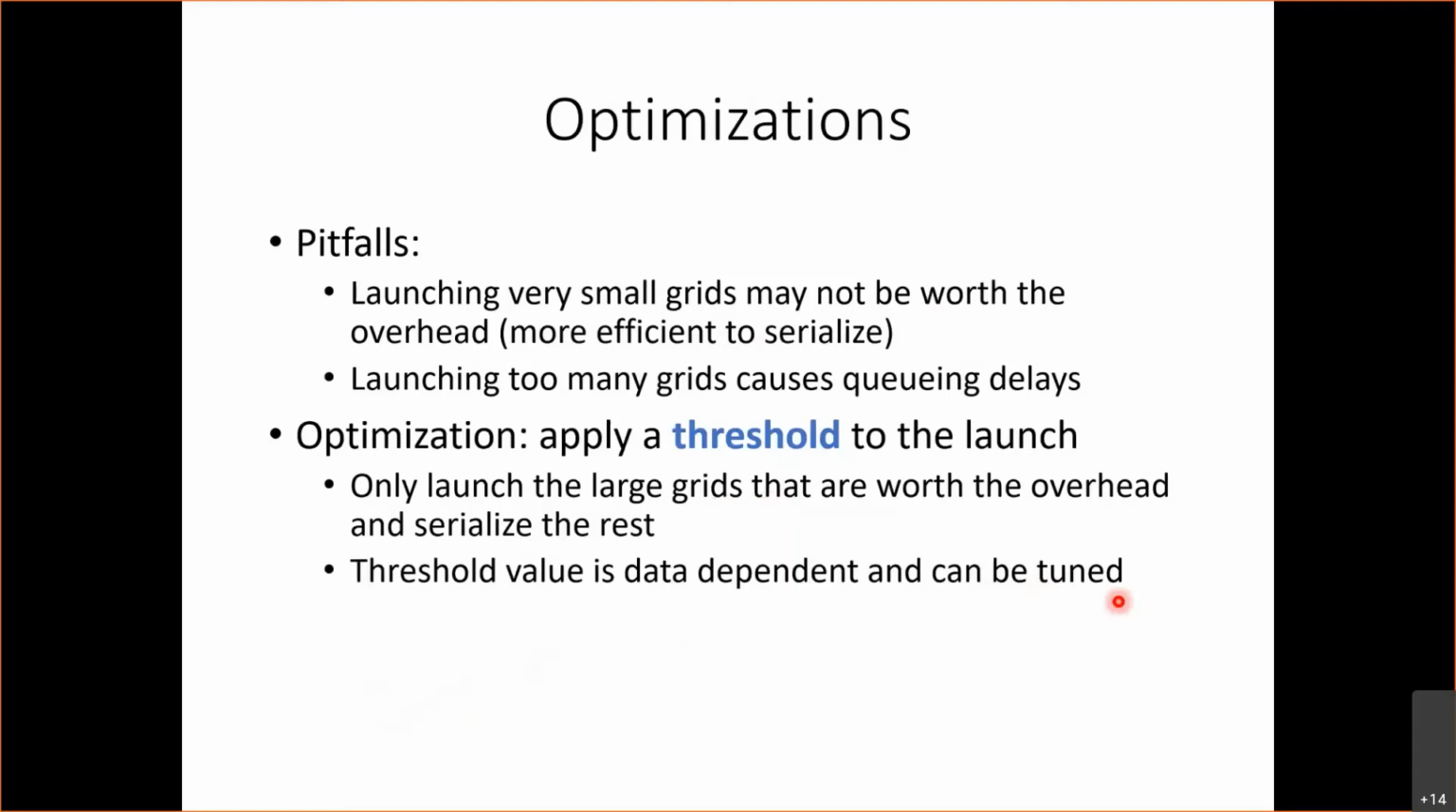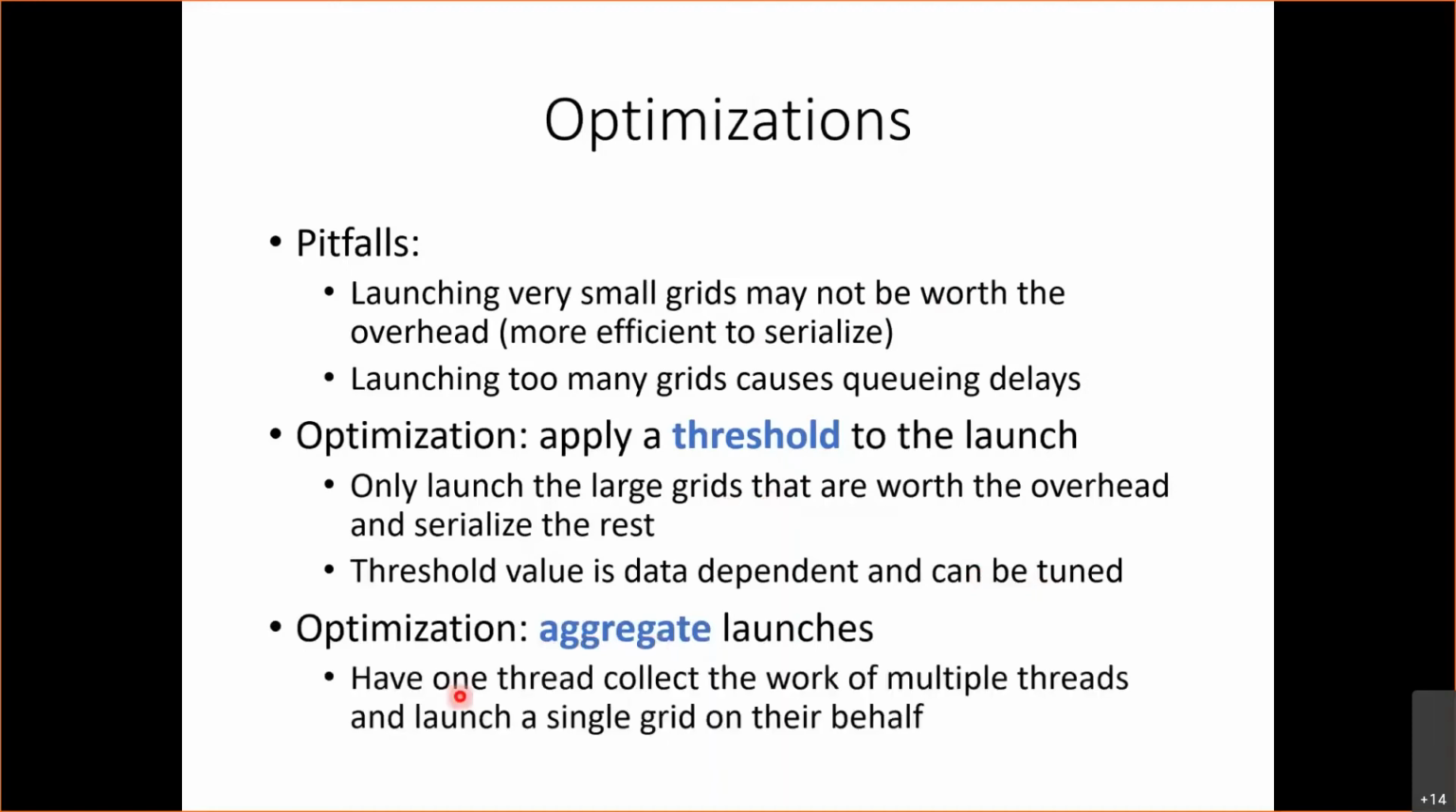And then another optimization, which one of you also mentioned, is to aggregate the launches. We can have one thread collect the work of multiple threads and launch a single grid on their behalf. Maybe rather than each thread doing a launch, we do one launch for every warp, where the threads in the warp put their work together. Or maybe all the threads in the block talk to each other, put their work together, and then do one launch. Or maybe the entire grid, multiple thread blocks, put their work together and do one launch.